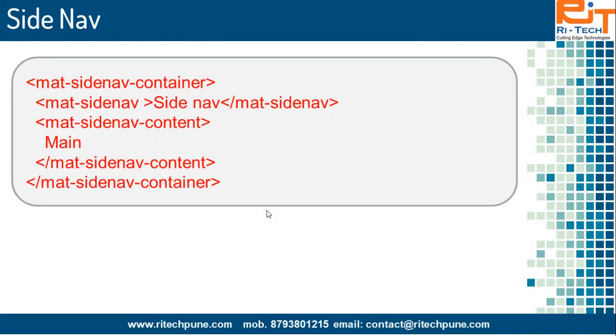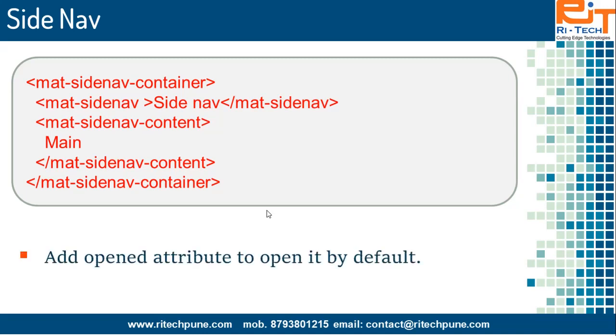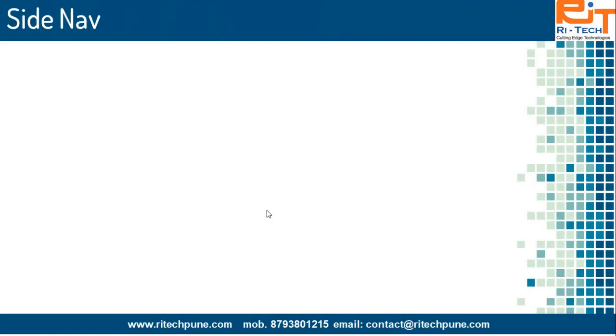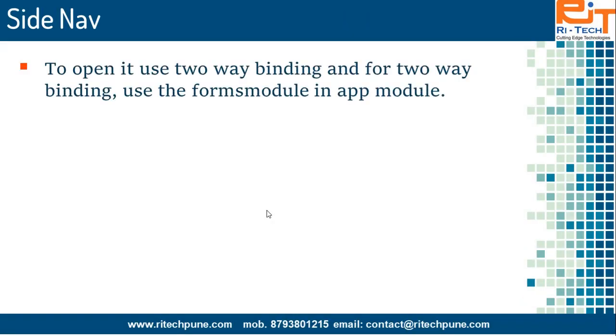And once we use that package, we can create a container using the directive mat-sidenav-container. Then in that we'll create two sections. One is the side nav, that will be your actual side nav, and then we have the mat-sidenav-content, so that will be your main content. Now add the opened attribute to open it by default. By default your side nav will not be visible. To make your side nav visible, we need to use the opened attribute in Angular Material, and once you use it, it will show the side nav.